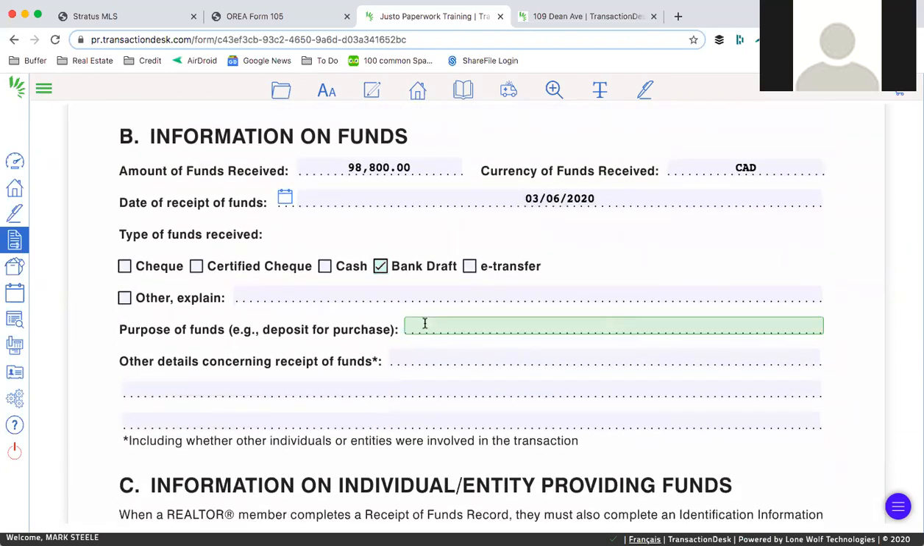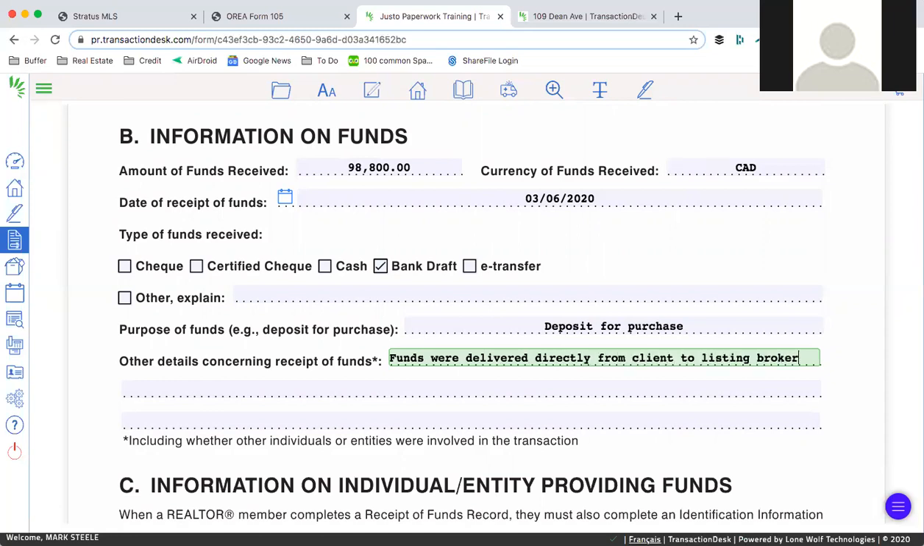For purpose of funds, I'll put deposit for purchase, just as it says here. Other details concerning receipt, I have nothing else to put there. If they deposit the check themselves or they deliver it themselves to the brokerage, I might put that in this line. Funds were delivered directly from client to listing brokerage. Okay.